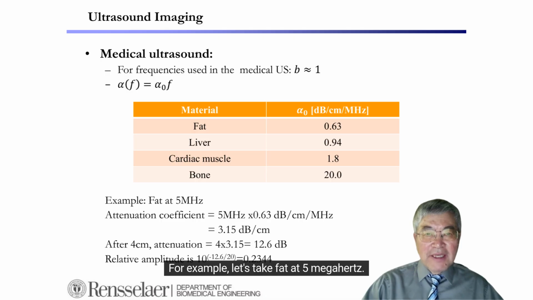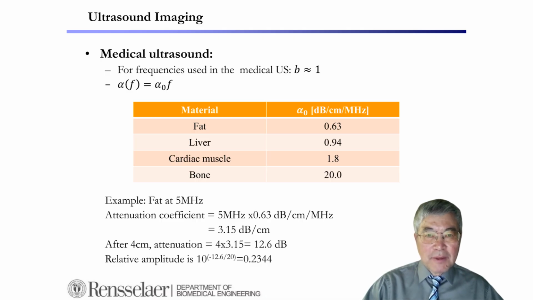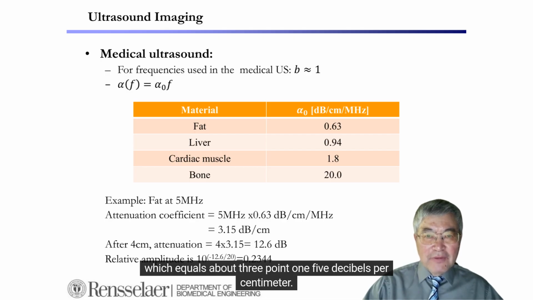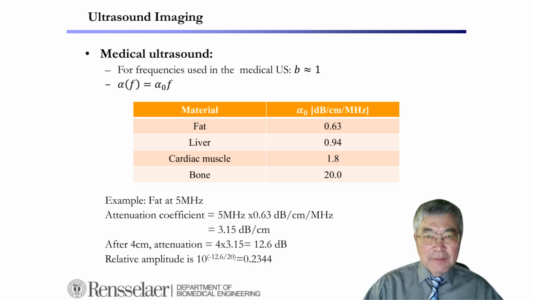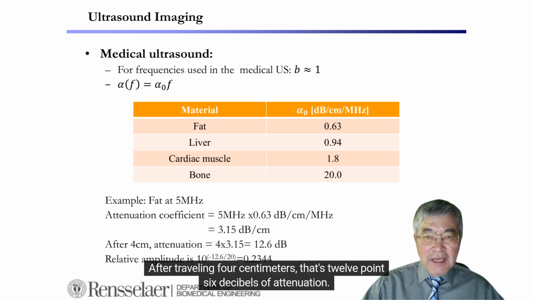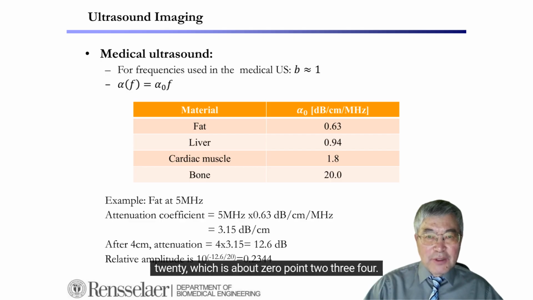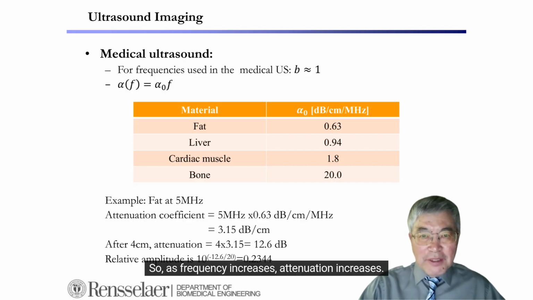For example, let's take fat at 5 MHz. You can calculate attenuation as 5 MHz times 0.63 decibels per centimeter per megahertz, which equals about 3.15 decibels per centimeter. After traveling 4 centimeters, that's 12.6 decibels of attenuation. The relative amplitude of the wave becomes 10 to the power of negative 12.6 divided by 20, which is about 0.234. So, as frequency increases, attenuation increases.